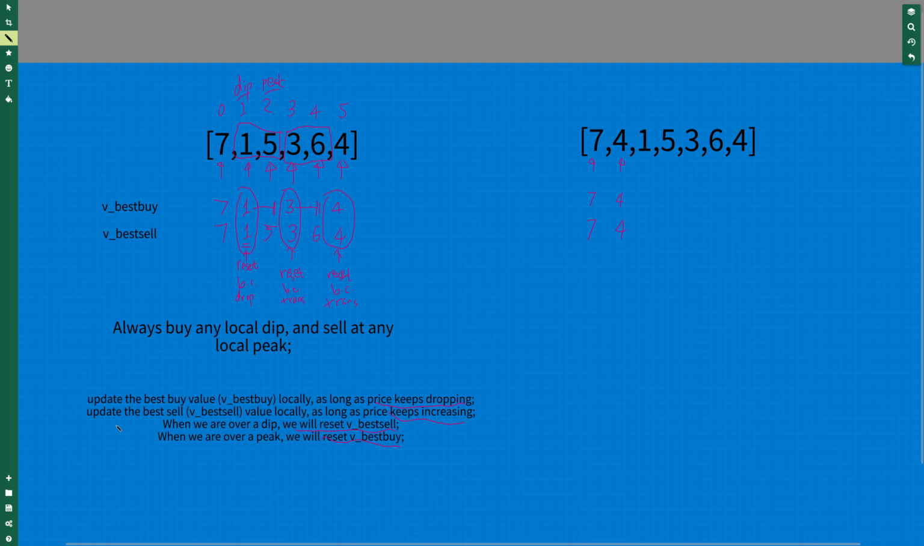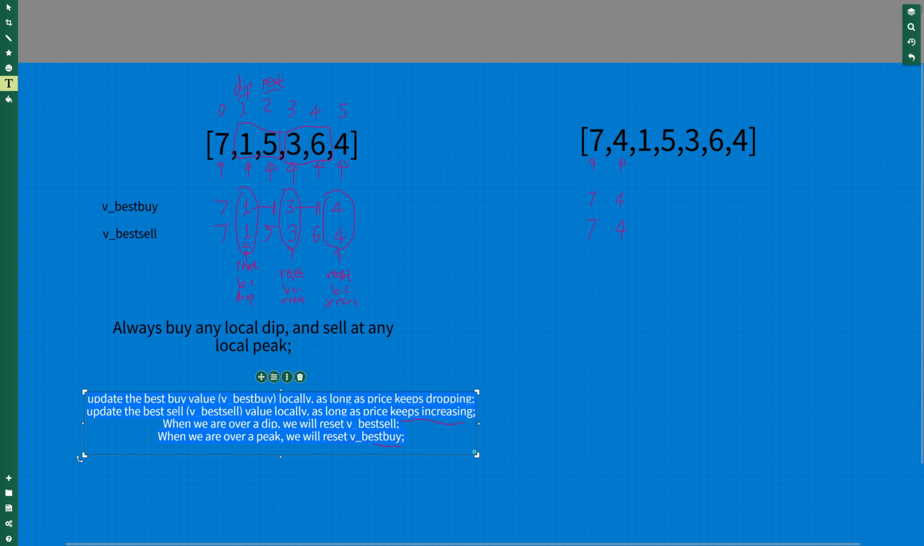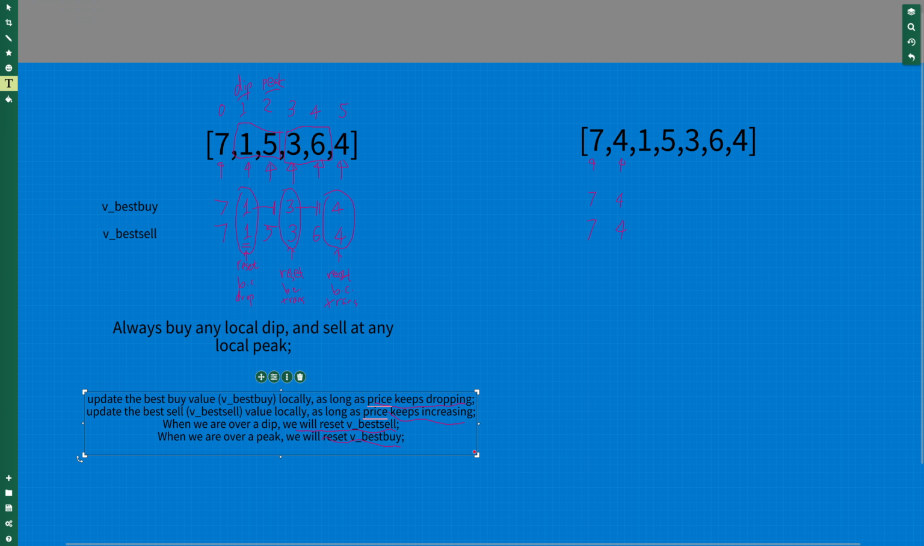So let's just update what we said here. Whenever prices drop, we'll reset best sell.